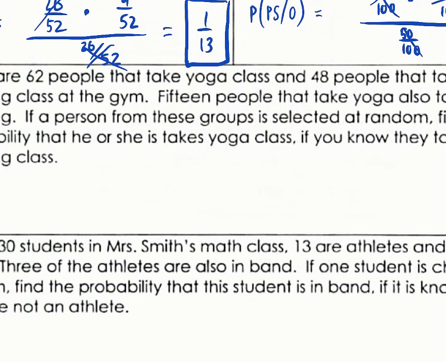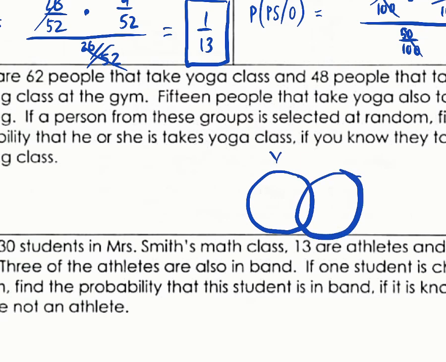Number 3, there are 62 people that take yoga class and 48 people that take a spinning class. 15 people take yoga also take spinning, so they do both, they double up. Okay, that's my data. All right, so here's something that gets used quite a bit with conditional probabilities. How many different categories do we really have here? What 2 major things are going on? Yoga and spinning. We got yoga and spinning.